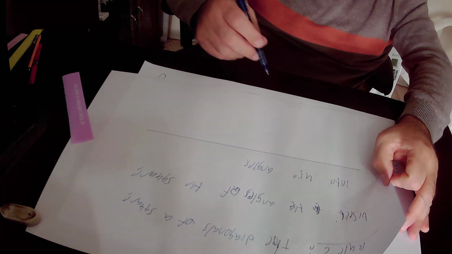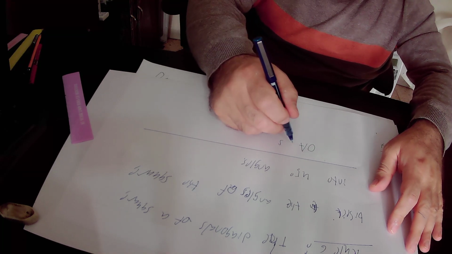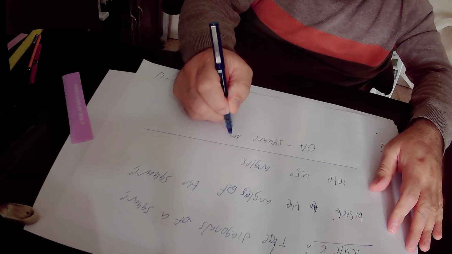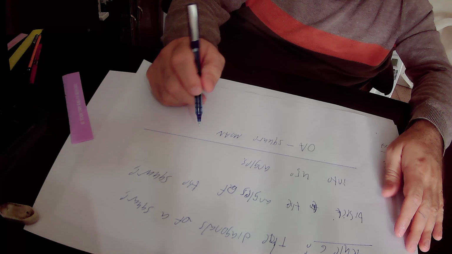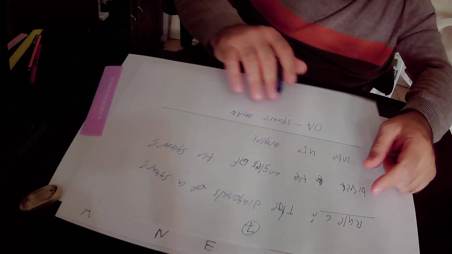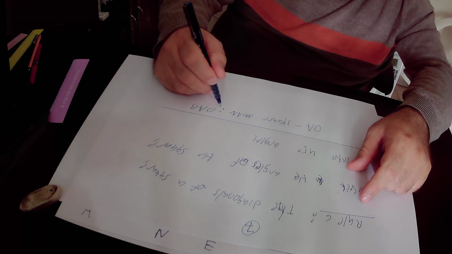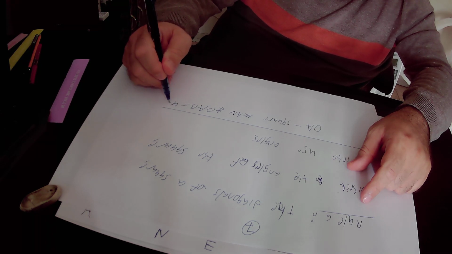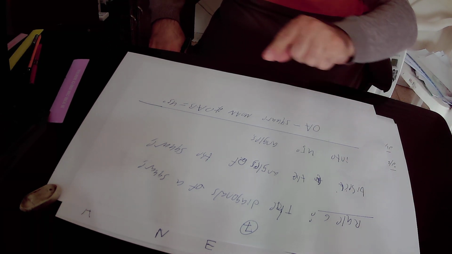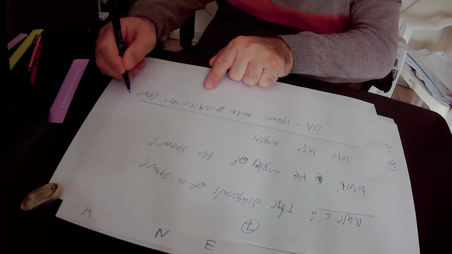I'll write it down. Diagonal OA of square MOAN creates angle OAB, this angle, that equals 45 degrees. And according to rule number six, diagonal OA creates this angle, angle OAB, that equals 45 degrees. So this is true according to rule number six.